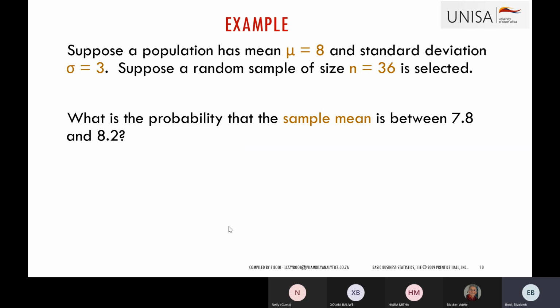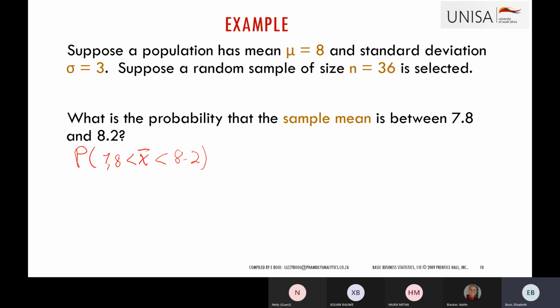Finding the probability, we always write what the question is asking us. The question in my own terms, the way I will understand it, says I need to find the probability that the sample mean lies between two values, which is 7.8 and 8.2. I wrote it in the way I understand it.